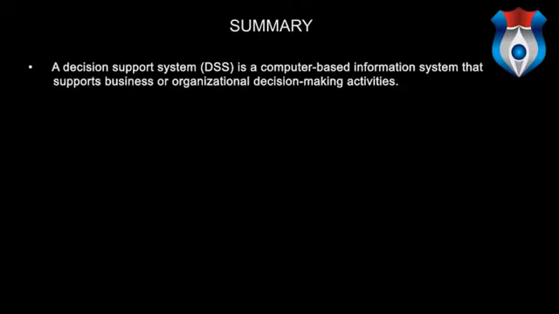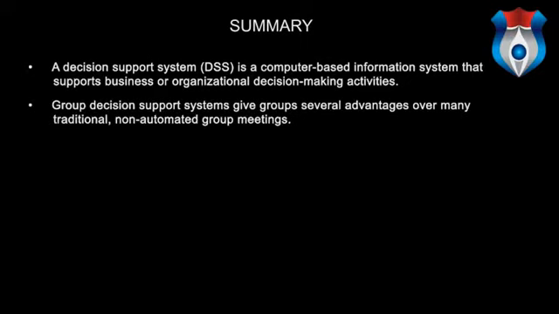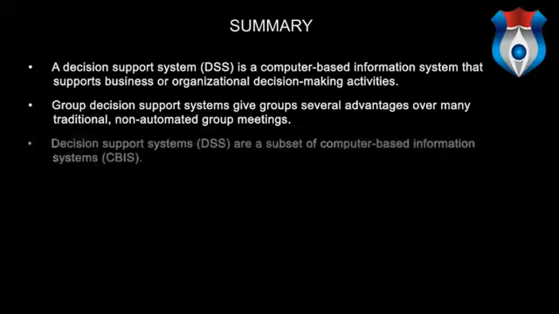Now in the end, let us summarize what we have learned in this lecture. A decision support system, DSS, is a computer-based information system that supports business or organizational decision-making activities. Group decision support systems give groups several advantages over many traditional non-automated group meetings. Decision support systems, DSS, are a subset of computer-based information systems, CBIS.